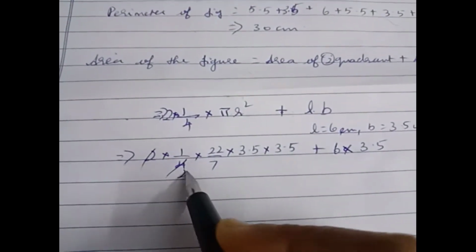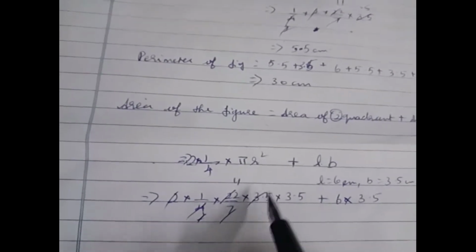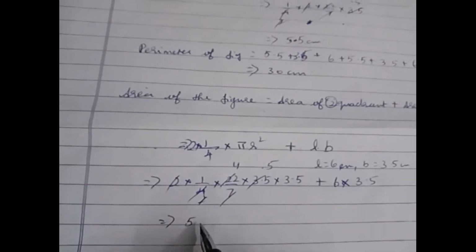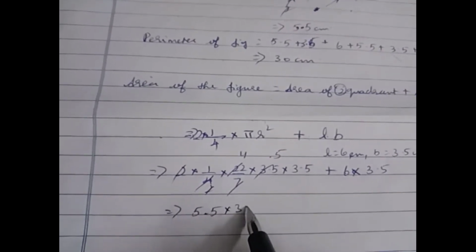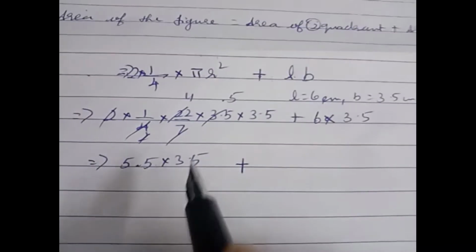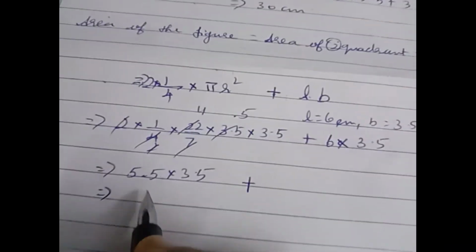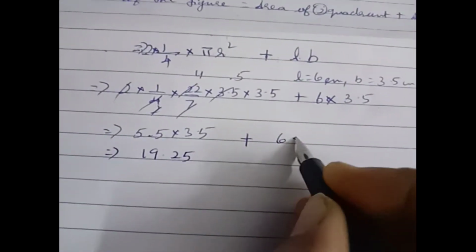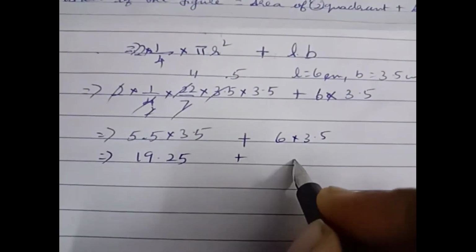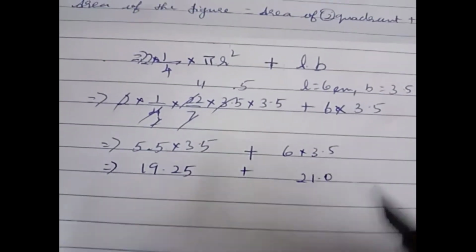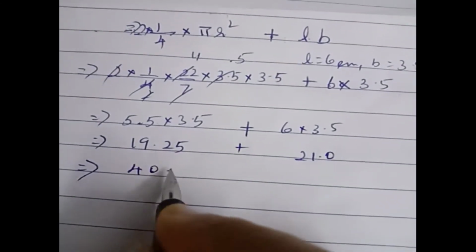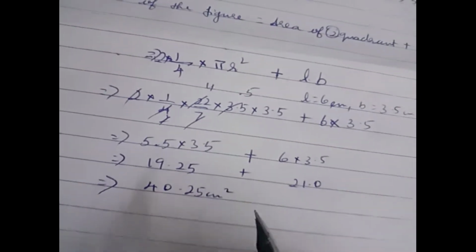So if you cancel here 11 times and then 0.5, which is equal to 5.5 into 3.5. Therefore 5.5 into 3.5 is equal to 19.25 plus 6 into 3.5, which is equal to 21. So if you add this 2, you will get 40.25 centimeter square.